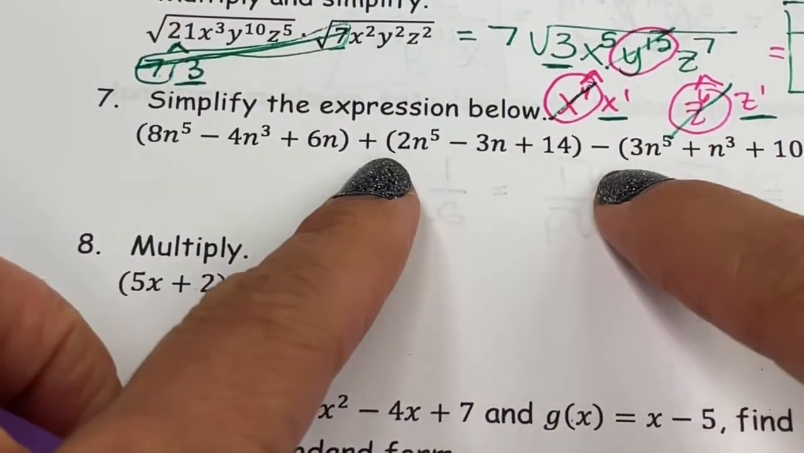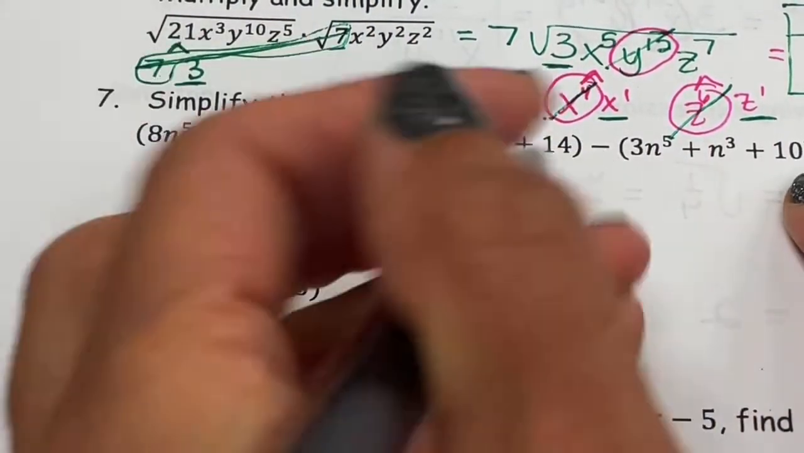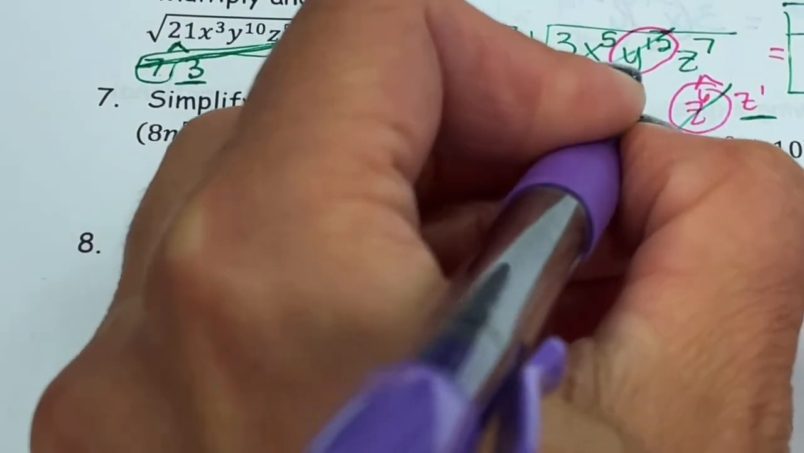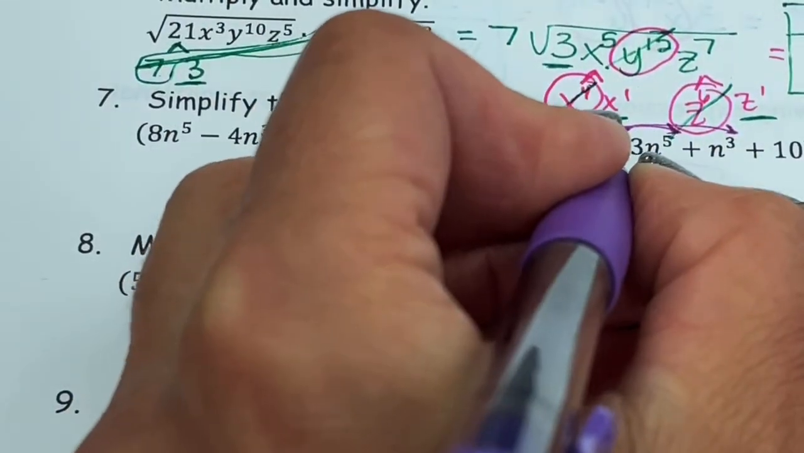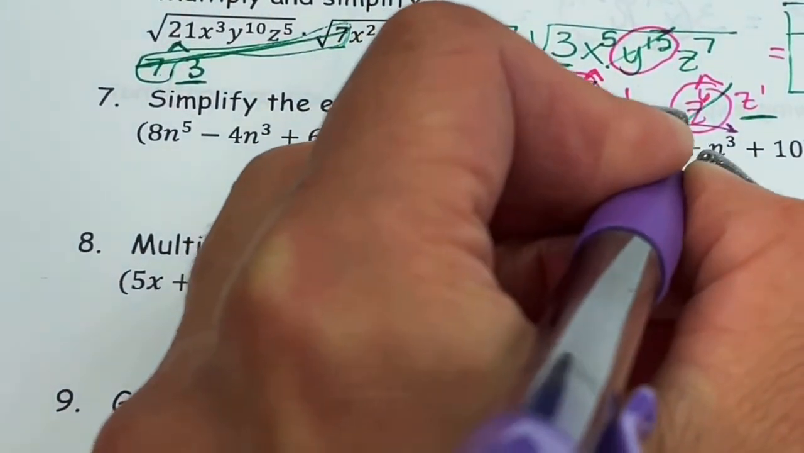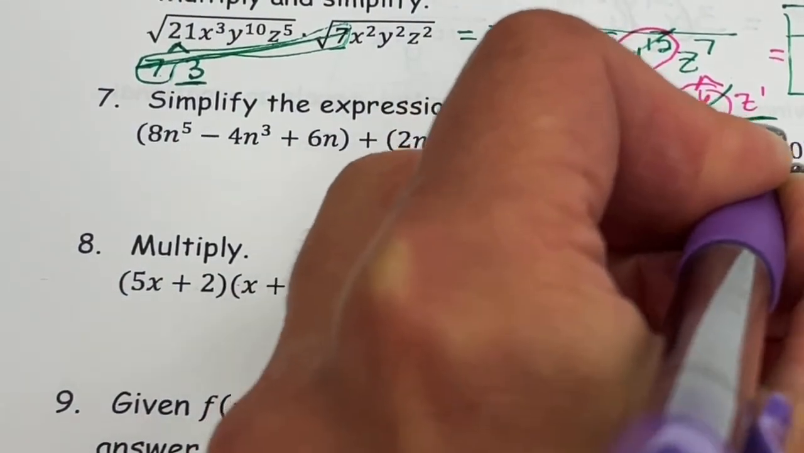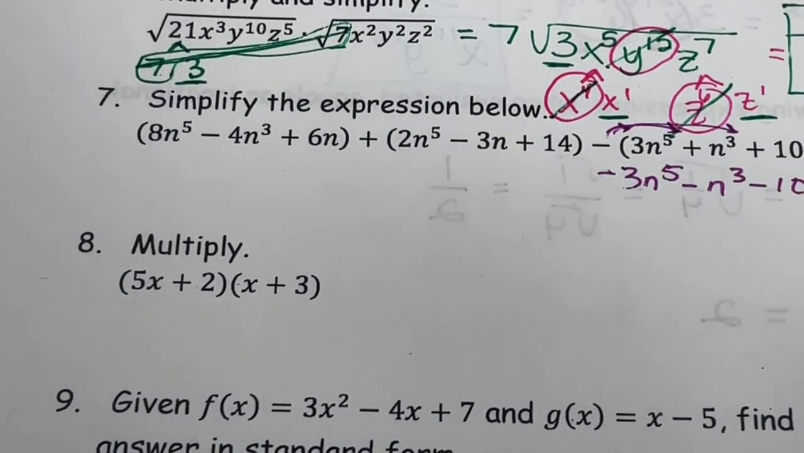We're adding and then we're subtracting. So the one that we're subtracting, there's going to be a sign change. So I would just rewrite this one: negative 3n to the 5th minus n cubed minus 10. Having different colors really does help too.